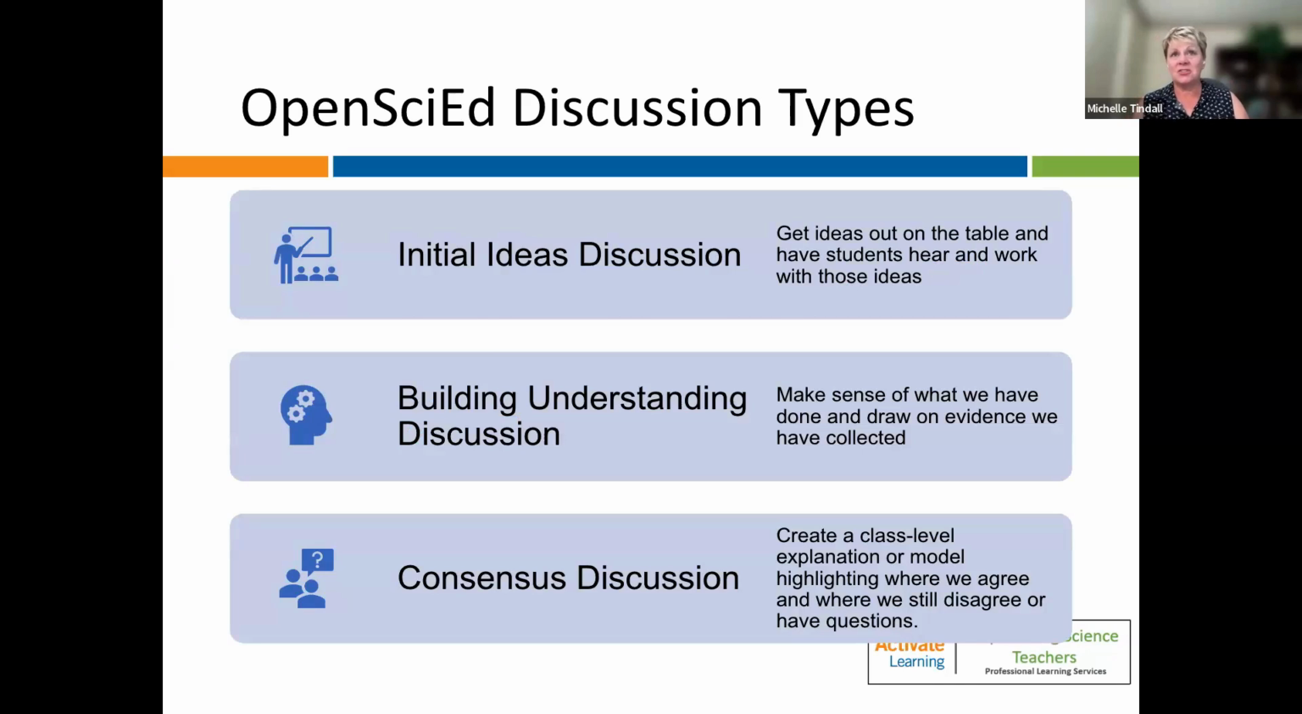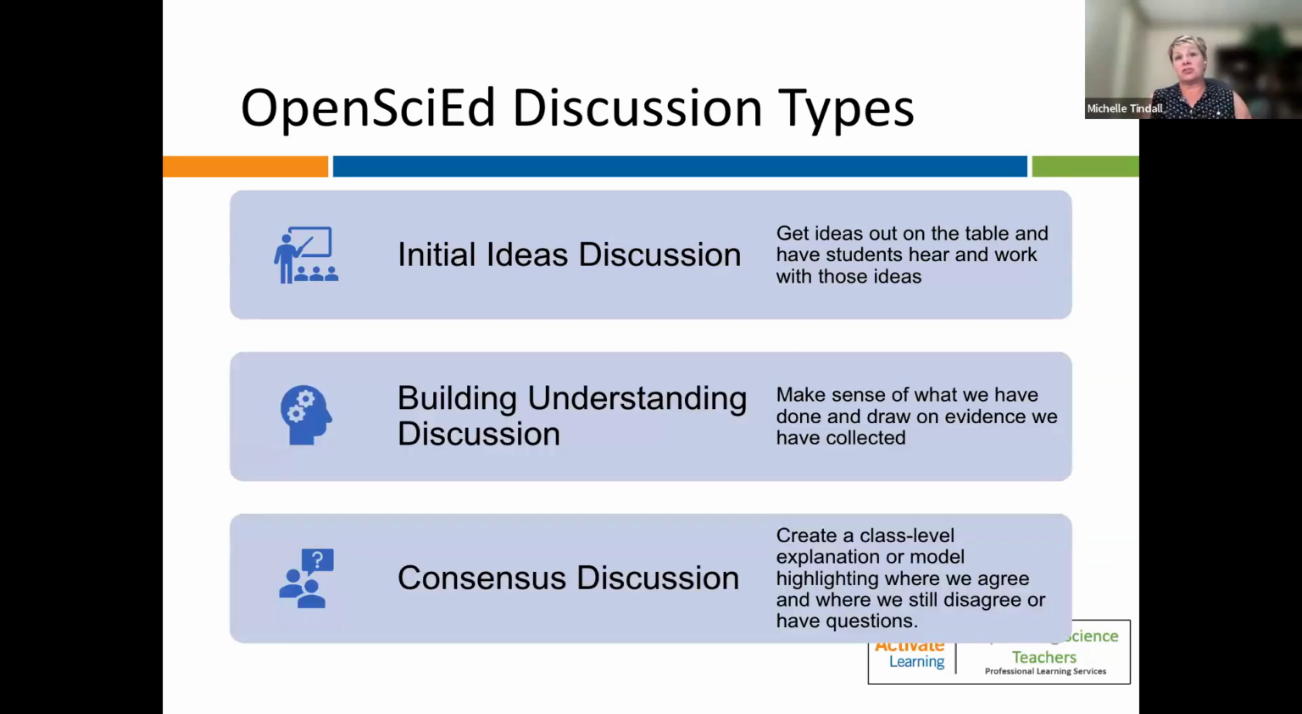Building understanding discussions help students make sense of what they've done. It helps them put the pieces together, if you think of it that way. We position them to do investigations, and the building understanding discussions help them make sense of what we've just asked them to engage in, and of the data and observations they've made.